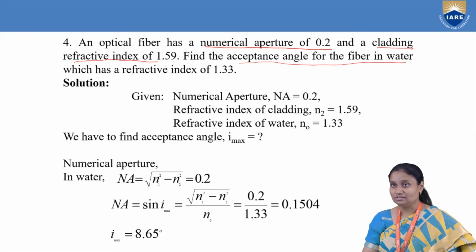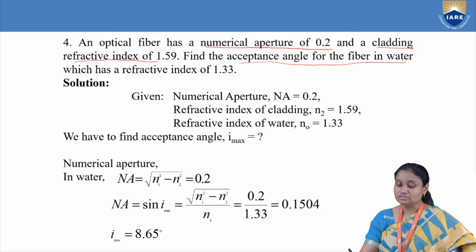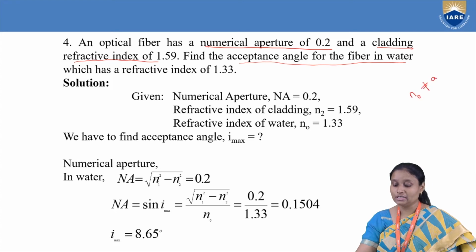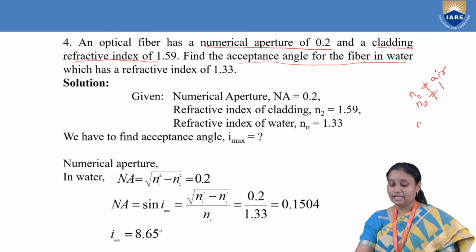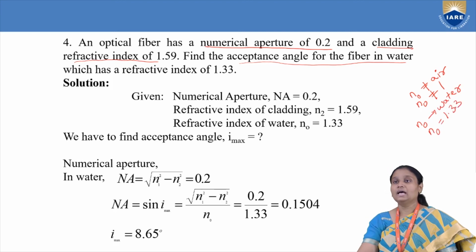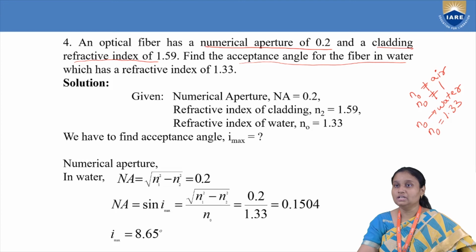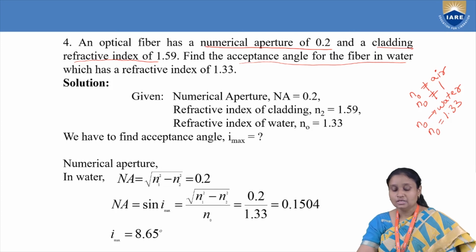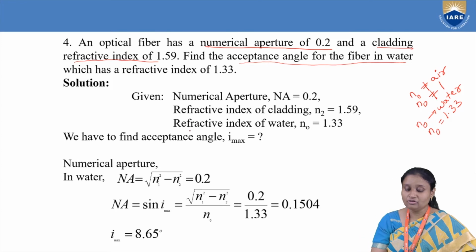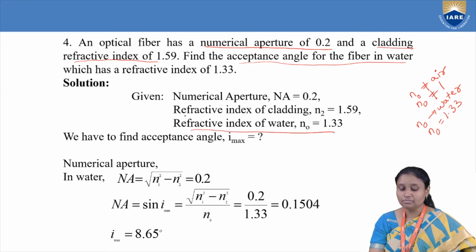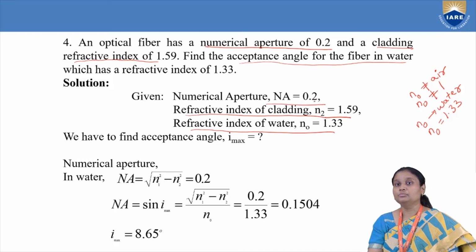So now he's mentioning, what is the outside medium of the fiber? It is not air. So n0 is not equal to air. It means that n0 is not equal to 1. What is our n0? n0 is water. And for water, what is the value of n0? He has given it as 1.33. So we have to take into consideration the refractive index of the outside medium. He has given the refractive index of water, the launching medium, and the refractive index of cladding, which is 1.59, and also the value of numerical aperture.